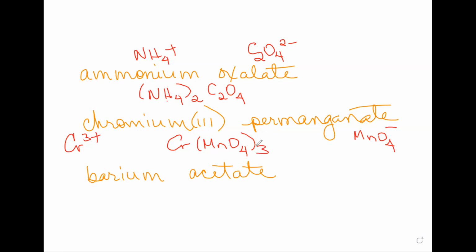Okay, beautiful. All right, last one, barium acetate. So what does acetate look like? I showed you really quickly. You got to know this one, right? Acetate is C2H3O2 minus. What does my barium ion look like?